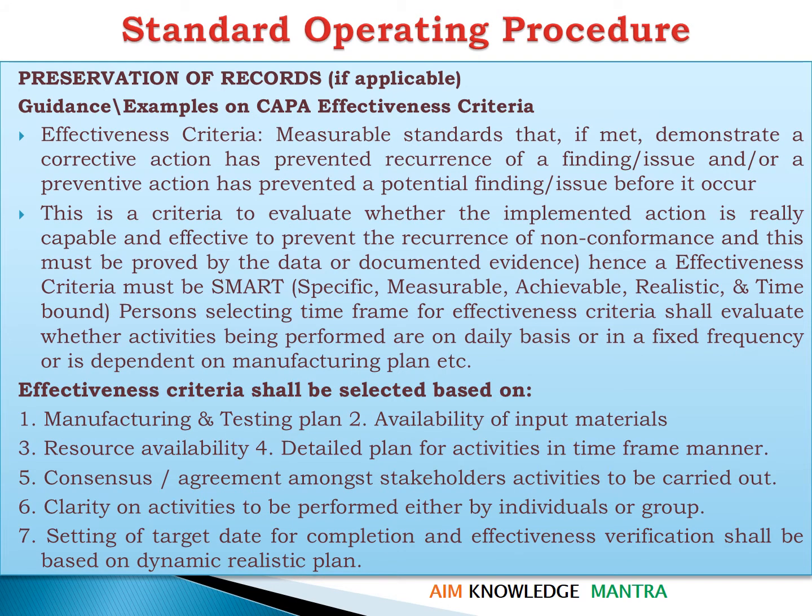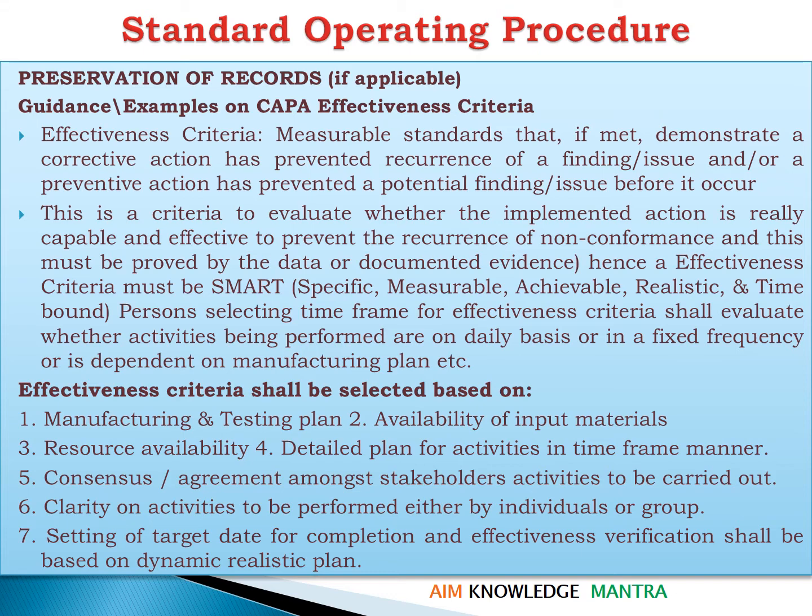Preservation of records, if applicable. Guidance / examples on CAPA effectiveness criteria. Effectiveness criteria are measurable standards that, if met, demonstrate a corrective action has prevented recurrence of a finding, issue, or a preventive action has prevented a potential finding, issue, before it occurs. This is a criteria to evaluate whether the implemented action is really capable and effective to prevent the recurrence of non-conformance, and this must be proved by the data or documented evidence. Hence, an effectiveness criteria must be SMART: specific, measurable, achievable, realistic, and time-bound.